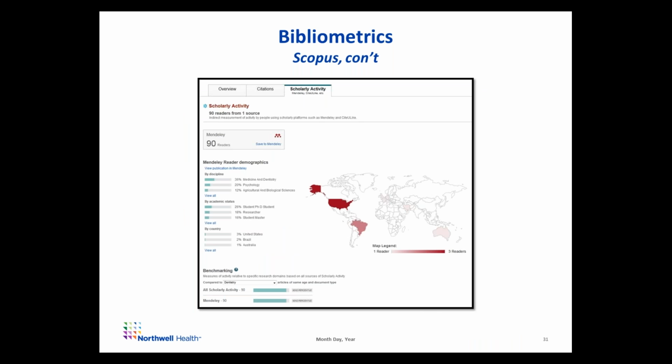And this is just a screen capture of the scholarly activity, the Mendeley that I had just mentioned. This breaks down the regions of all the Mendeley readers, as they like to call it, and what region they're from.